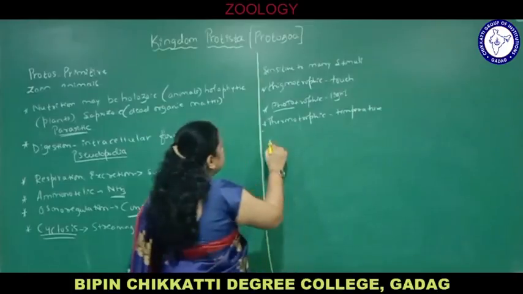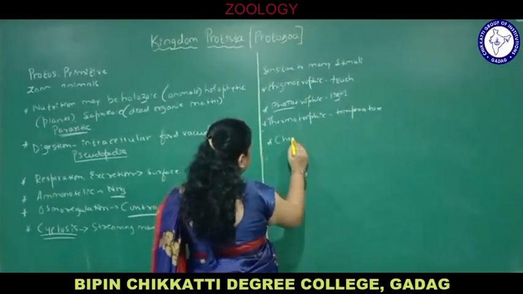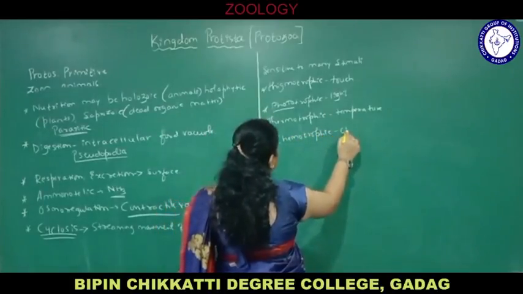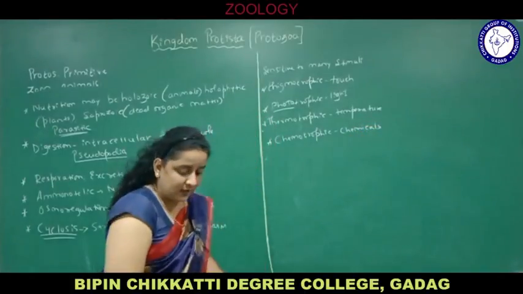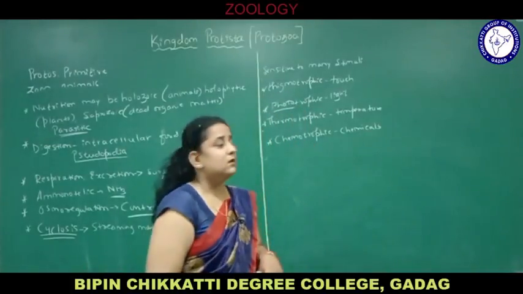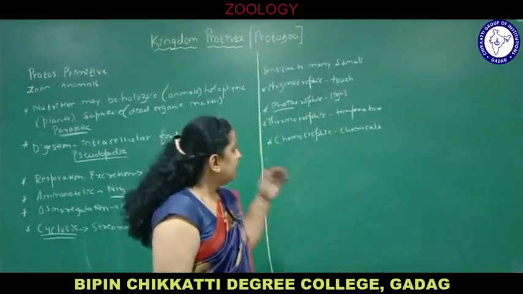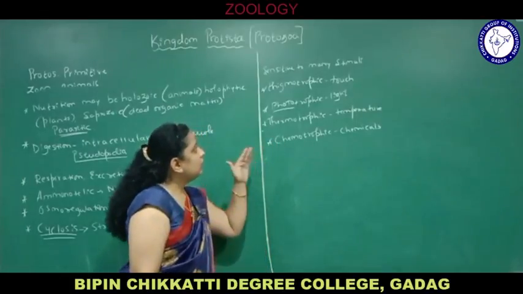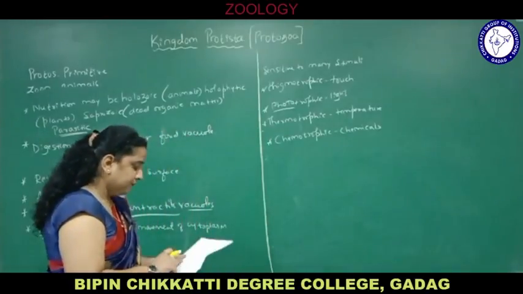And number 4, chemotrophic means they are sensitive to chemicals. Now, what are these? Sensitive to many stimuli means response to stimuli. There are so many changes occurring in the environment. Temperature is there, water is there, light is there, chemicals are there. So they are responding to these stimuli in different ways. So they are called thigmotrophic, phototrophic, thermotrophic and chemotrophic protozoans.